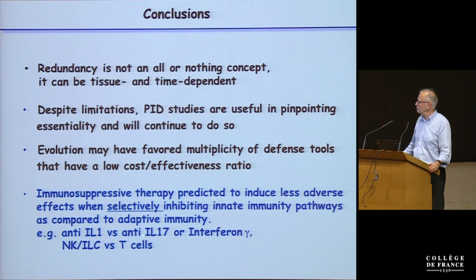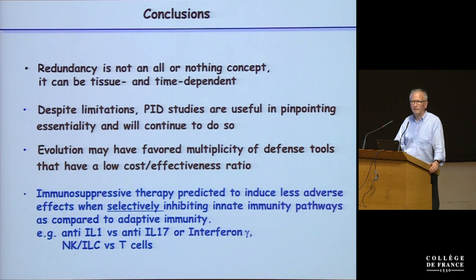For cells, it would be, if, of course, this is accurate, better to neutralize or to kill or whatever, to block NK and ILCs that look to be essentially redundant versus the T cells that are absolutely critical. So this may help a little bit to decipher strategy of immunosuppression in the context of autoimmunity or inflammation.